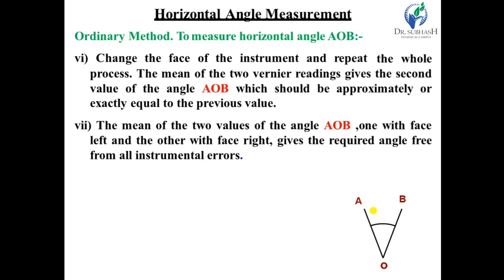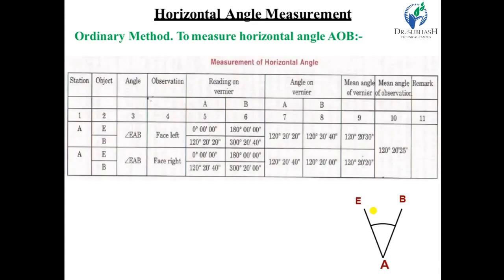After that, we have to change the face and repeat the same procedure we previously followed. The mean of both face readings gives the accurate value of our reading, and their change is not more, so our instrumental error is 0.